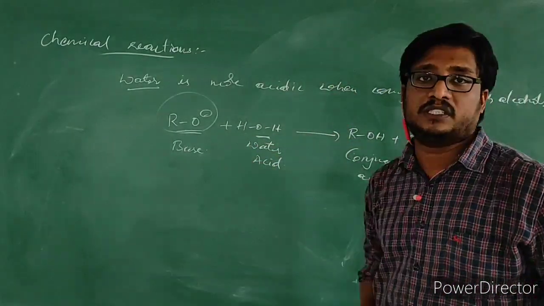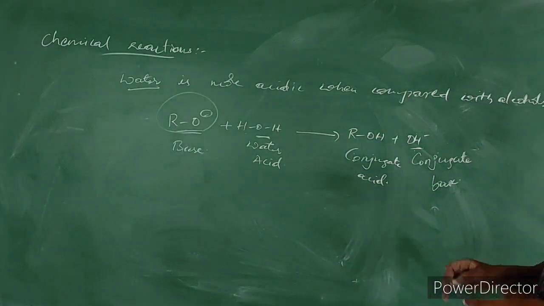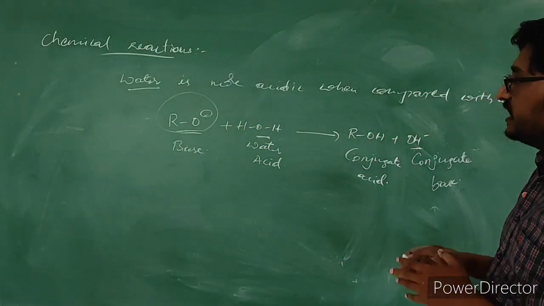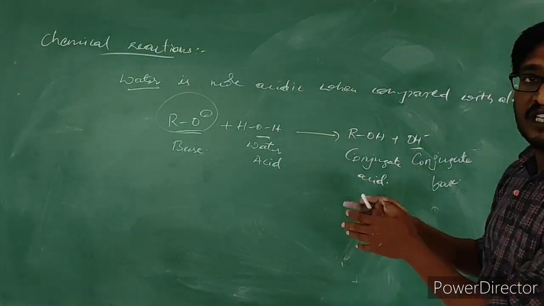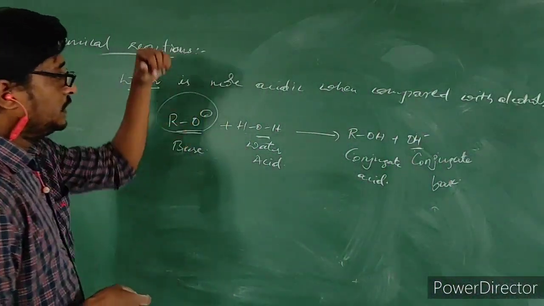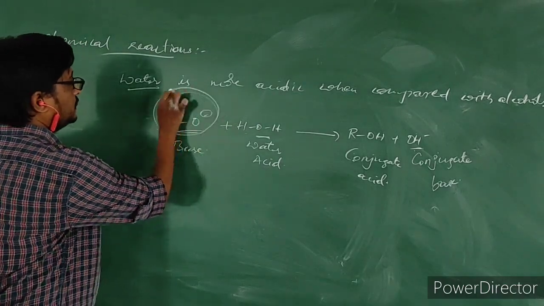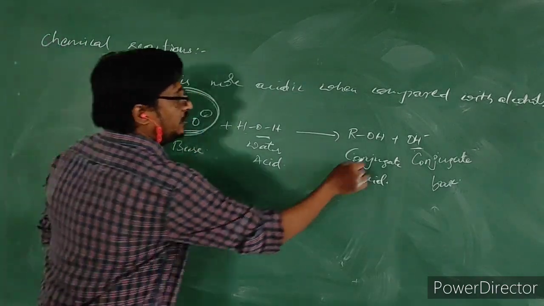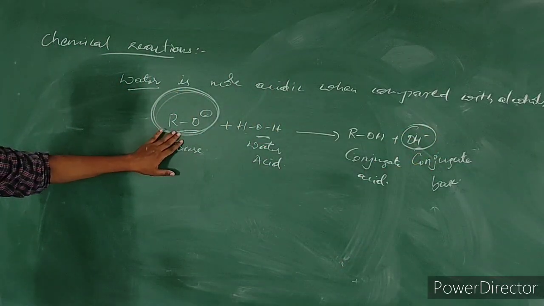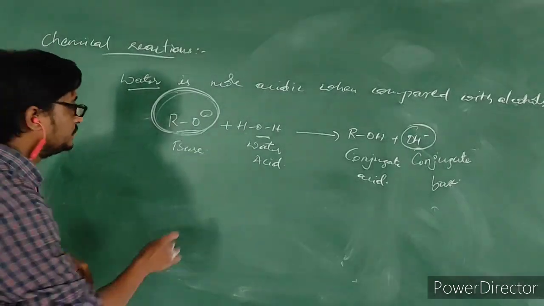From this reaction, you can understand that when we are reacting an alkoxide ion with water, water is giving the H plus ion. It is more acidic than alcohol. Since it is more acidic than alcohol, it is giving the H plus ion. This reaction indicates that water is more acidic when compared with the alcohols. And one more thing: alkoxide ions are stronger bases when compared with hydroxide ions. Please remember this point.